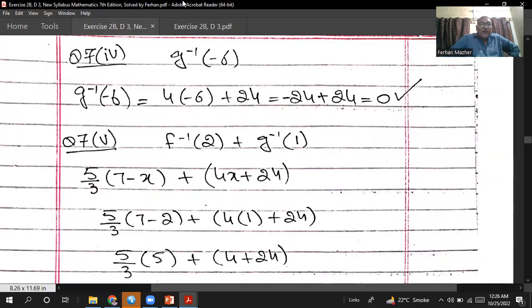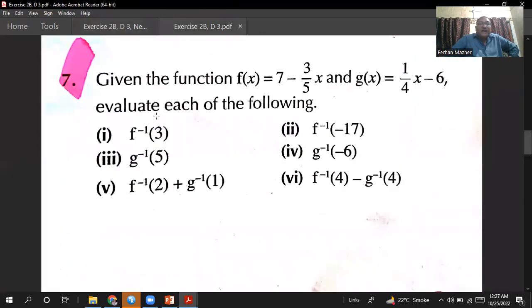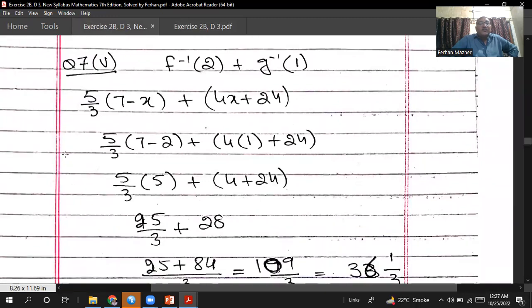Okay, so the next part is the fifth part, and in the fifth part, they want us to find f inverse of 2 plus g inverse of 1. I know the f inverse formula, f inverse of x, and I also know the formula for the g inverse of x. I will substitute 2 in the f inverse formula and 1 in the g inverse formula.